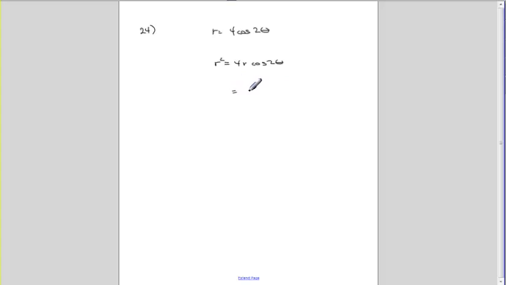which one do I want to choose? There are 3 different choices here for cosine of 2 theta. Well, let's just pick one of them. So we've got 4r times cosine of 2 theta, which, using 2 cosine squared of theta minus 1, is equal to r squared. Okay, now what do we do?